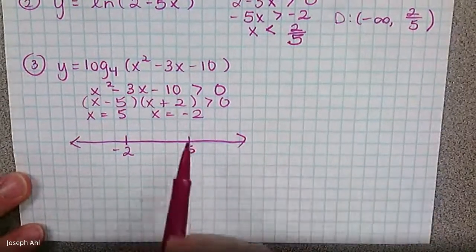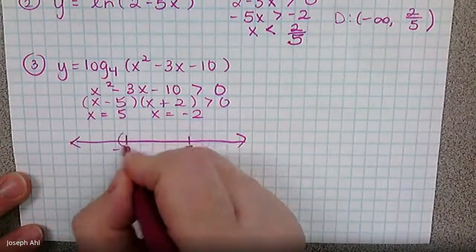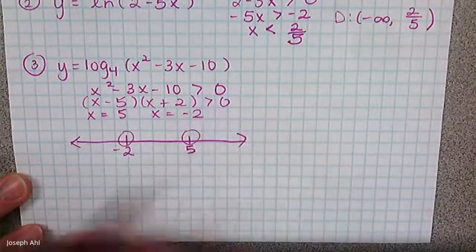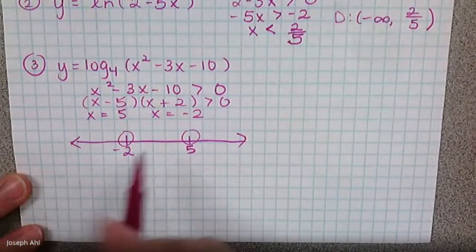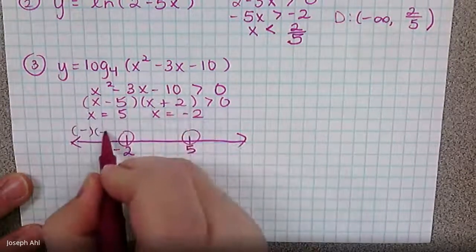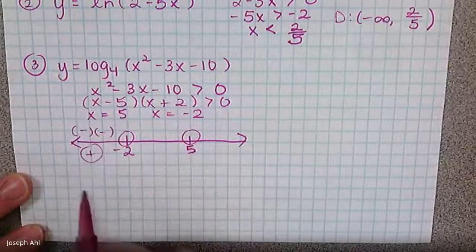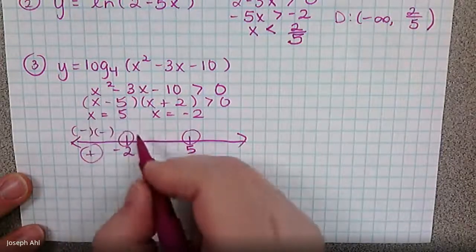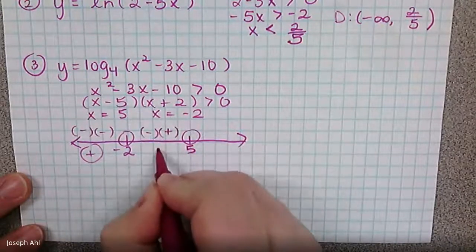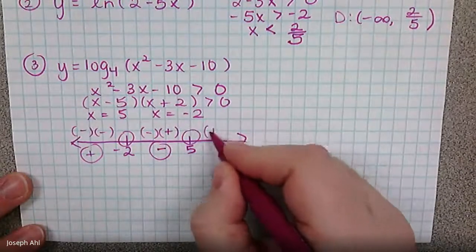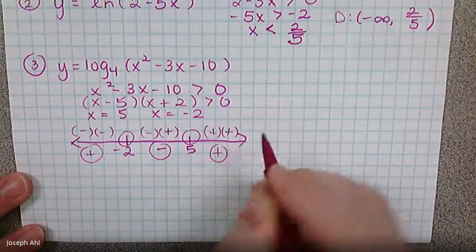I'm going to do the partitioning real fast because it's something we should be familiar with. But one thing we can note is that these have to be open circles. Can't include them if we want to look for greater than 0. So if I plug in -3, -3 minus 5 is negative, -3 plus 2 is negative, so altogether that's positive. Plug in 0, 0 minus 5 is negative, 0 plus 2 is positive, so altogether that region's negative. And if you plug in 6, you will get plus plus.